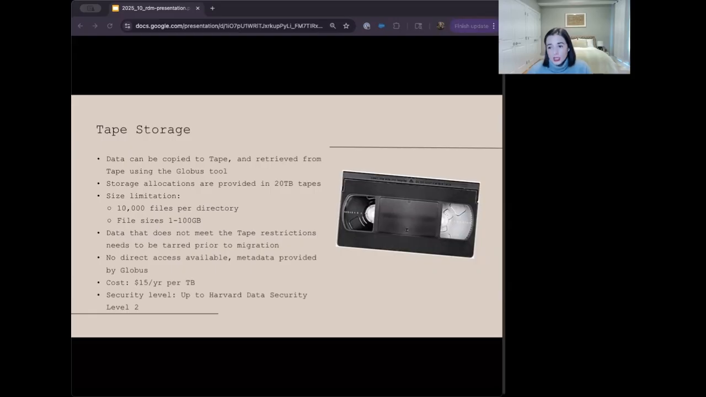There's no direct access to tape. So basically, Globus will scan the data set before it gets moved to tape. And then that's the same way that you would retrieve data from tape, is you would use Globus to bring the data back. As I mentioned, the cost will be increasing to $15 per terabyte per year. And then one last thing to keep in mind with tape is that you can only store research data up to Harvard Security Level 2 in tape.